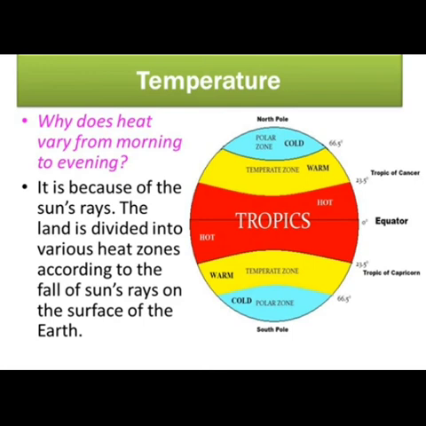Why does the variation occur? Why does the heat vary from morning to evening? You know, children, it is because of the rays of the sun. I told you the land is divided into heat zones. On what basis is it divided into different heat zones? The land is divided into various heat zones according to the fall of sun's rays on the surface of the Earth. Depending on how the rays fall on the surface of the Earth, it is divided into different zones. Now, the zone between the Tropic of Cancer and Tropic of Capricorn is called the tropical or the torrid zone.